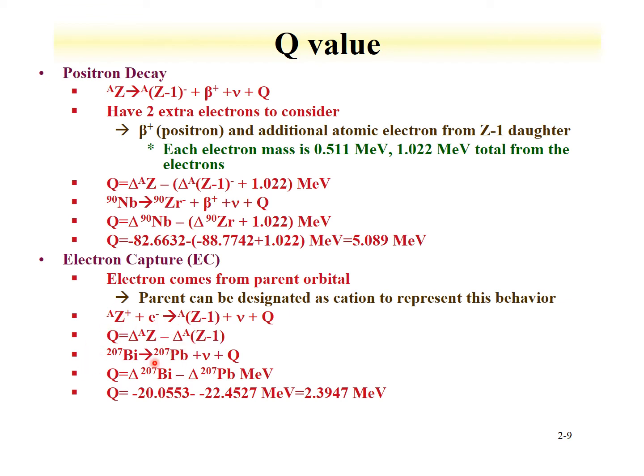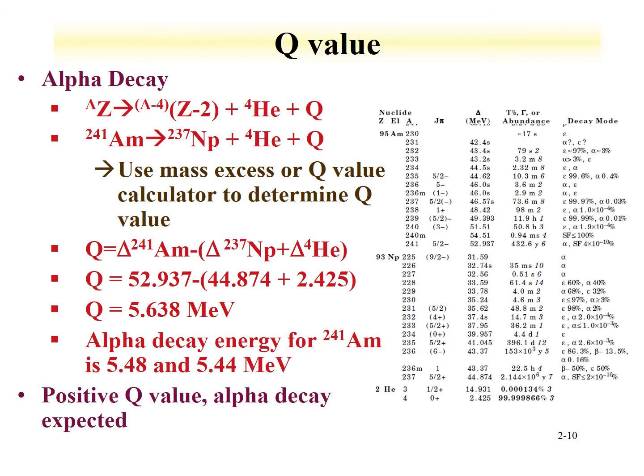So let's look at the electron capture of bismuth-207 to lead-207. Again, that's moving down the periodic table. We can negate and ignore the neutrino. The Q value is listed here, so we just need to get the mass excess for these isotopes. We obtain the mass excess for these isotopes, we run the equation, and we get that the electron capture of bismuth-207 is 2.3947 MeV.